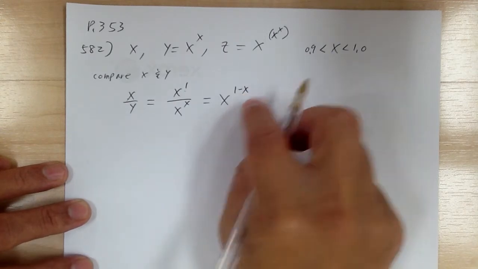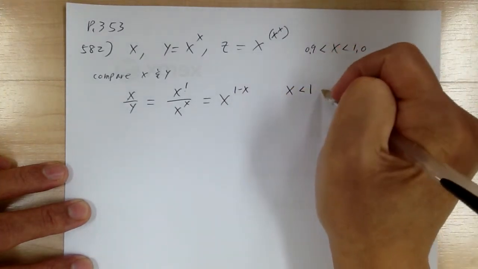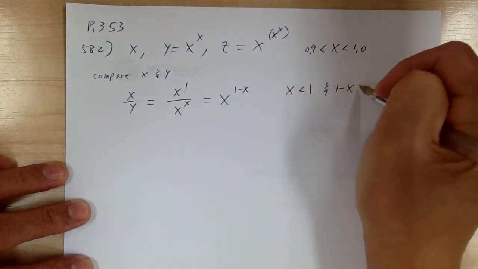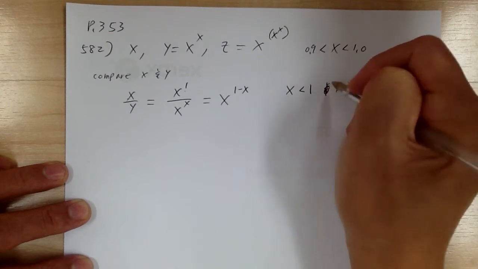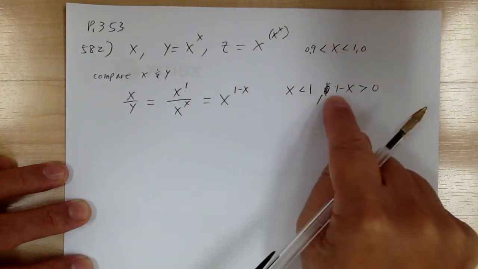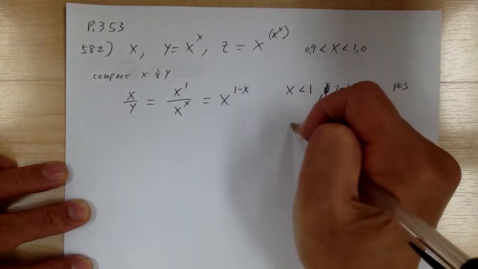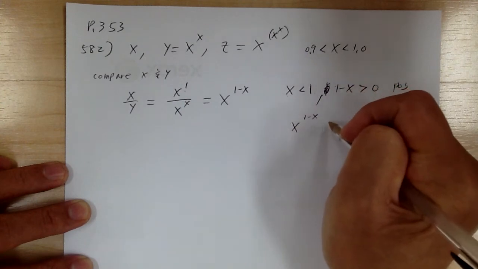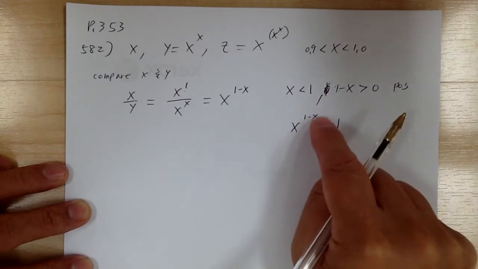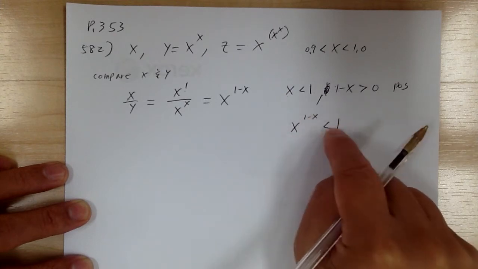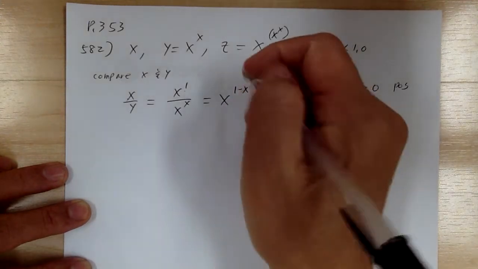Okay, so now you want to see what this is equal to. When x is less than 1, then 1 minus x would be greater than 0. So again, x is less than 1, so 1 minus x is greater than 0, so this would be positive. Therefore x to the 1 minus x would be less than 1. When the base is less than 1 and the exponent is positive, less than 1 to the positive exponent is going to be less than 1. Again, you can try different numbers to see that this is true.